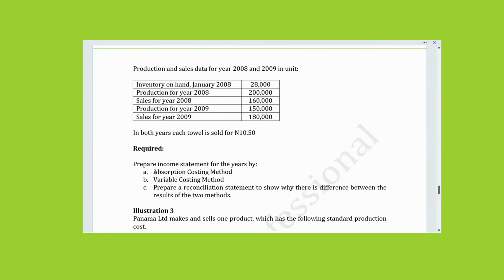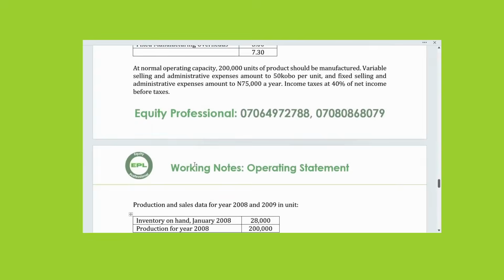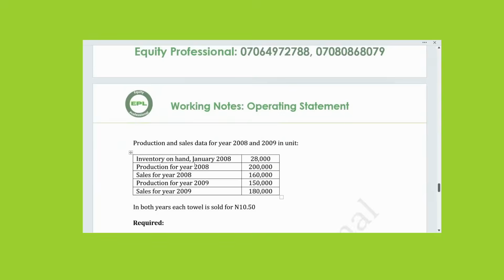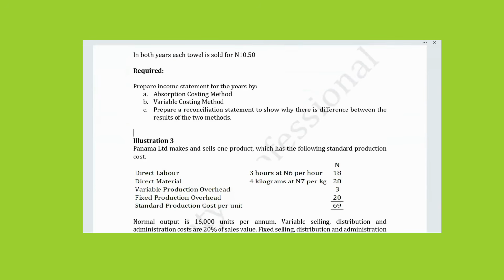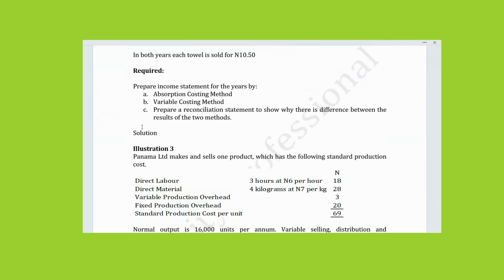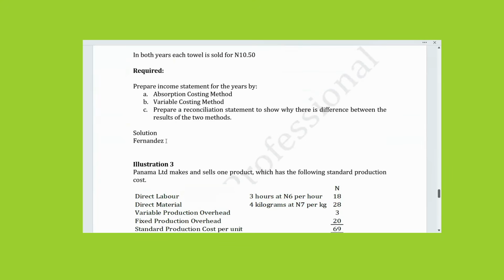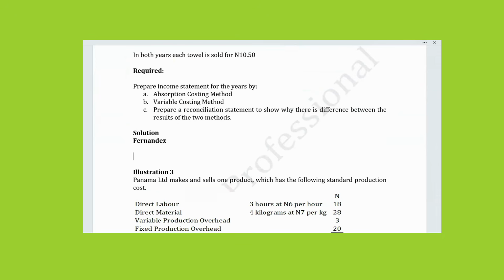Now, the examiner is asking us that we should prepare an income statement using the absorption costing method. All right, so let's start solving it. As I mentioned to you last time, my pen is not working, so it's the same document we are going to be using to do justice to the question. So, solution. The name of the company is Fernandez. The examiner is asking us to prepare an income statement using the absorption costing method.